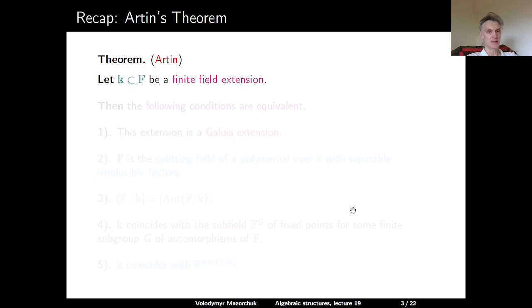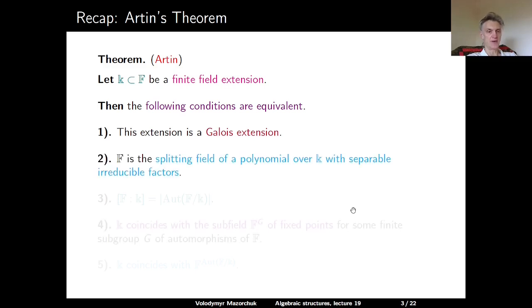So let K inside F be a finite field extension. Then the following conditions are equivalent. Condition 1, this extension is a Galois extension. Condition 2, F is the splitting field of a polynomial over K, such that all irreducible factors of this polynomial are separable. The third condition, the degree of F over K equals the cardinality of the automorphism group of F over K.